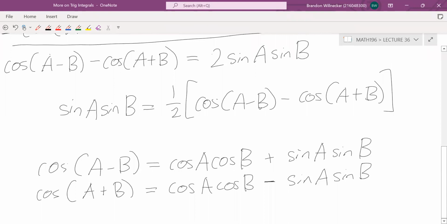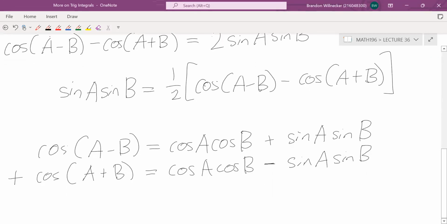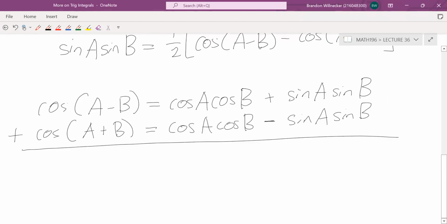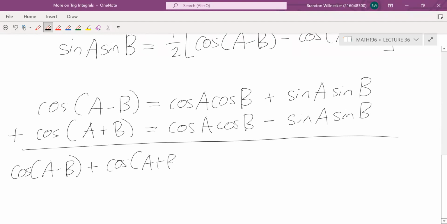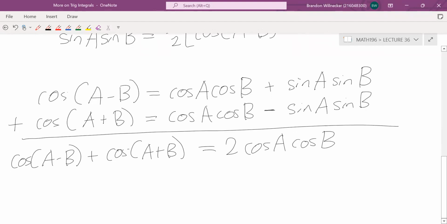Okay, so what we want to do now is get rid of the sine terms, so we're going to have to add them. So if we add them together, we get cos(A minus B) plus cos(A plus B) is equal to, the sine terms are going to cancel each other, so we're left with 2 cos A cos B.